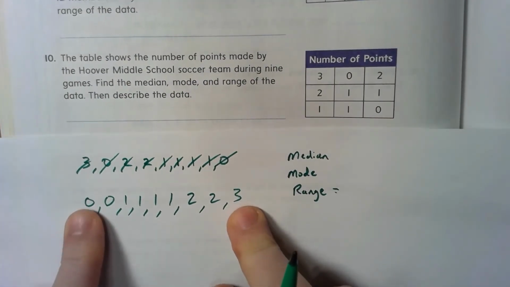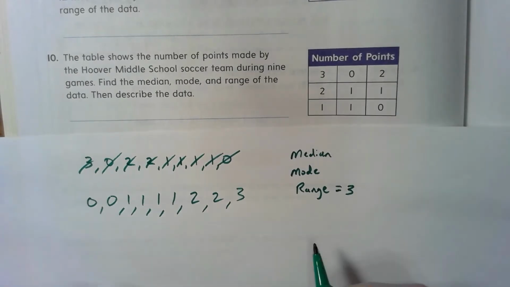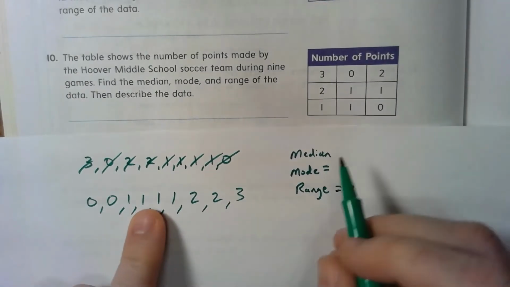Maximum is 3, minimum is 0. 3 minus 0 is 3. The mode, the most common piece of data, is clearly 1.